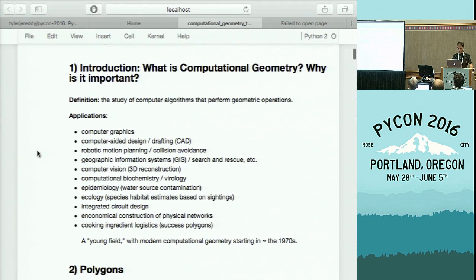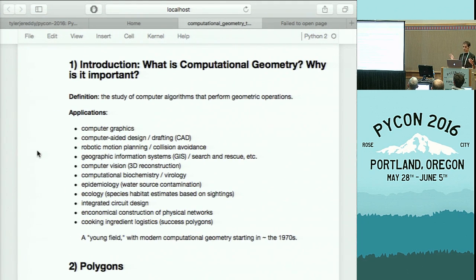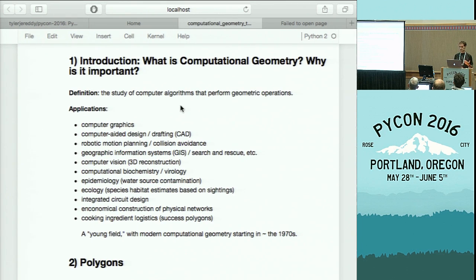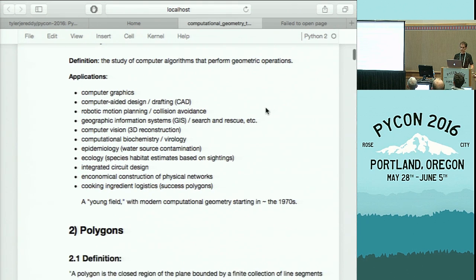So I'm going to jump right in. What is computational geometry, and why is it important? The definition is basically the study of computer algorithms that perform geometric operations. Because the word algorithms is in there, I'm going to have a few asides about things like time complexity, the amount of time it takes to execute a given algorithm. But beyond that, the main focus is performing geometric operations, many of which are useful for real-world applications.